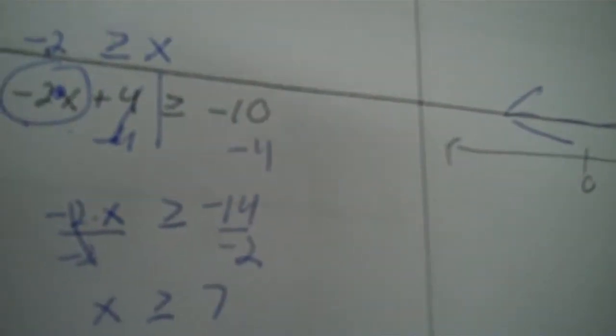So 7, circle. It opens towards the number. When it does that, it goes this way again. So x can be any number that's less than 7.